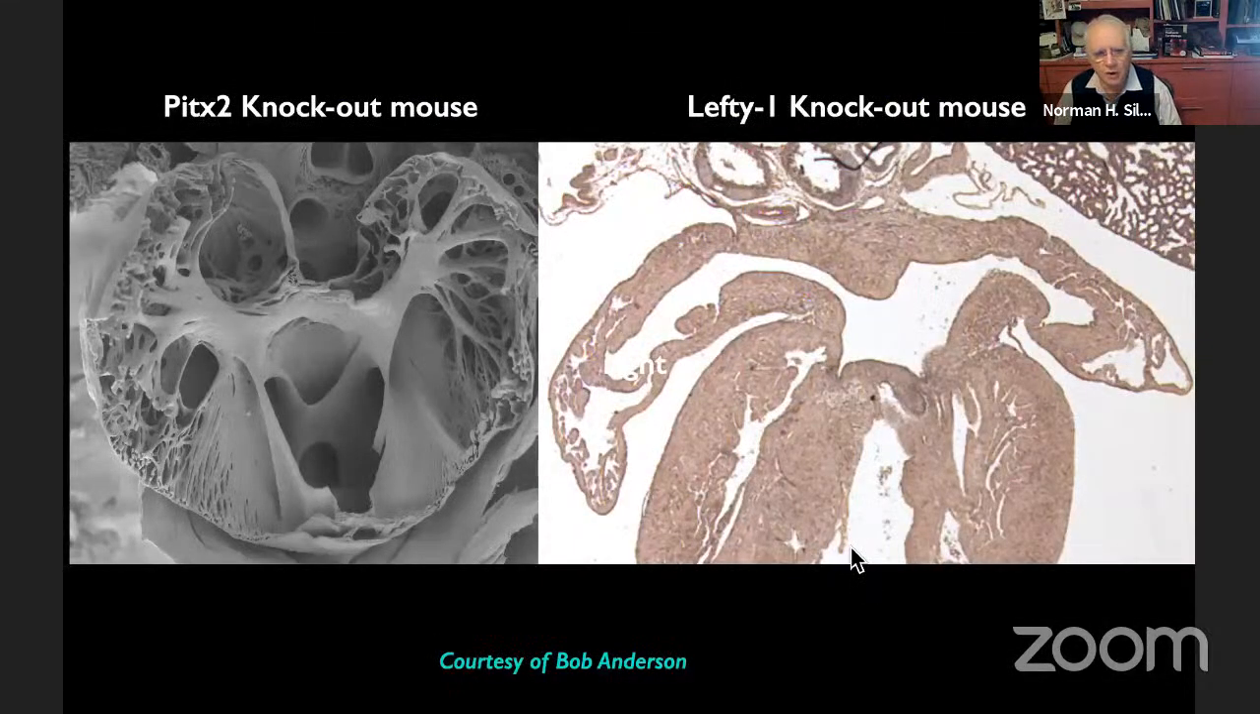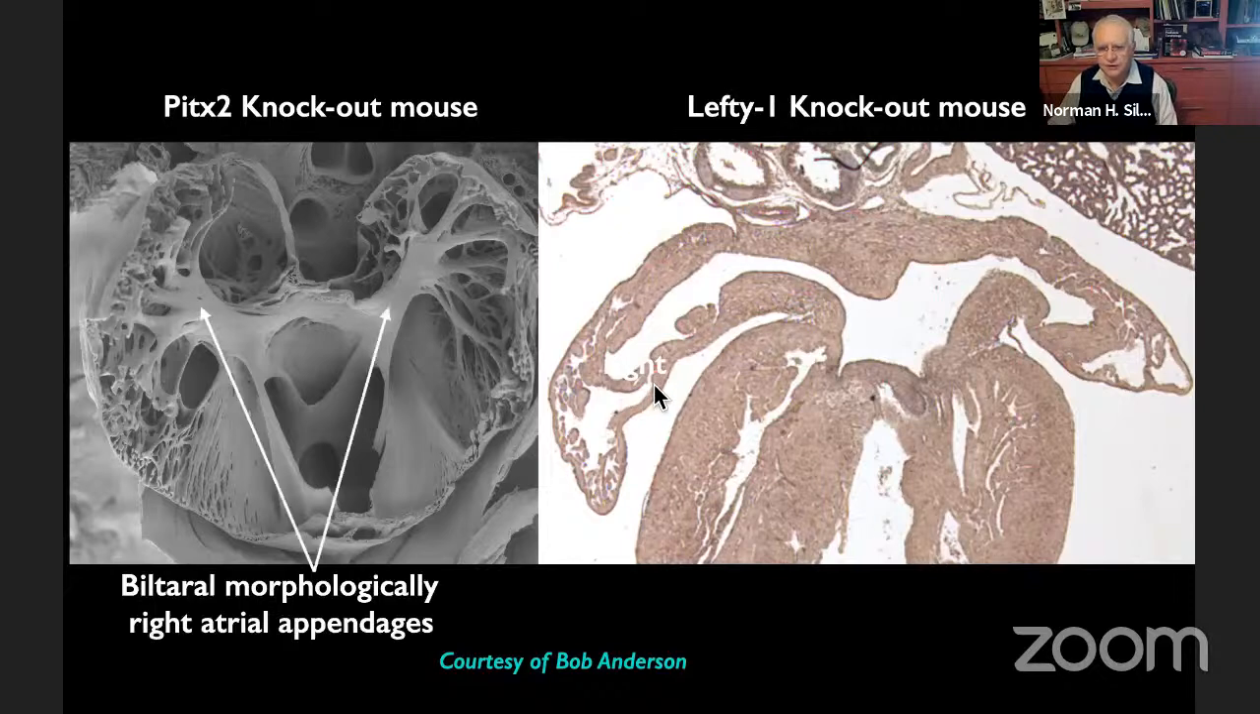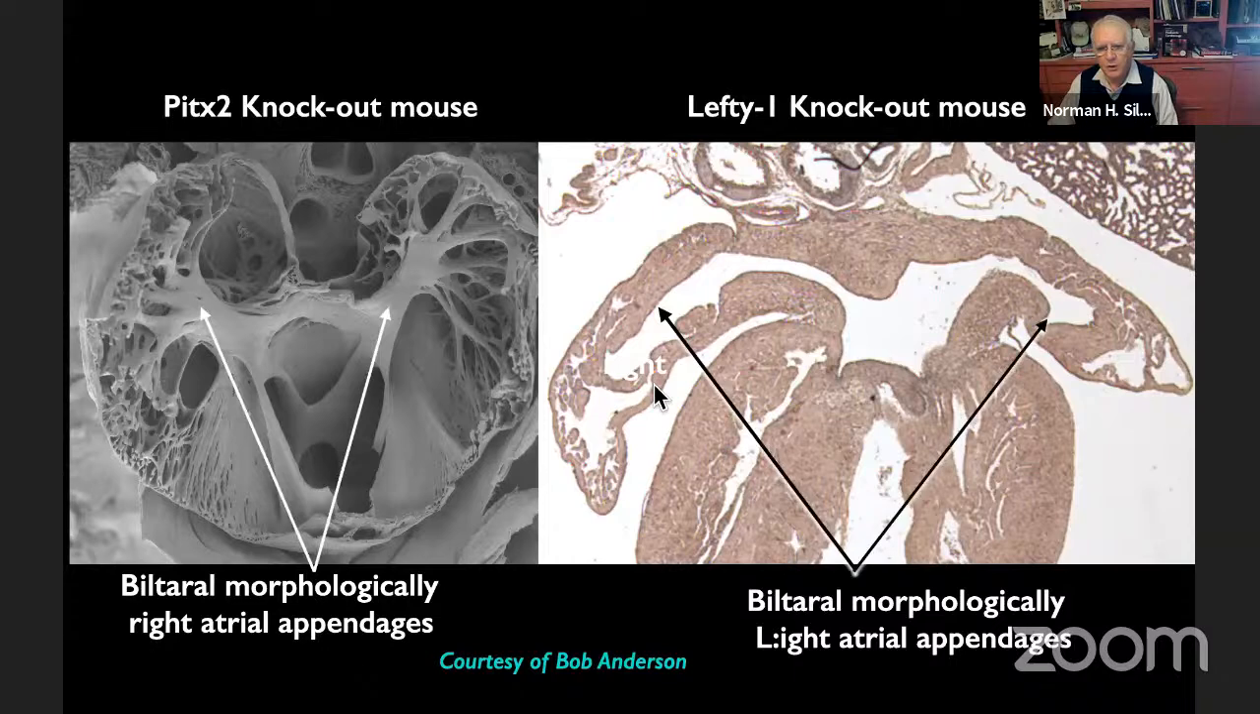So here are two knockout mice. Here's the PITX2 gene, which causes left-sidedness, knocked out. And what you have in the fetal embryo, animal embryo, is bilateral right atrial appendages with terminal crests on both sides of the embryo. And if you knock out the lefty gene, your expression is left-sidedness. So you have what is classically a left atrial appendage bilaterally, together with an AV septal defect. So this is just an example of how genetics is telling us what kind of syndromes we are dealing with.